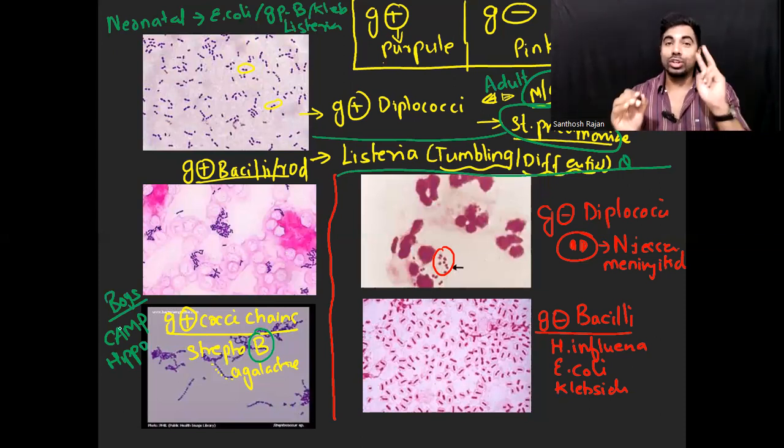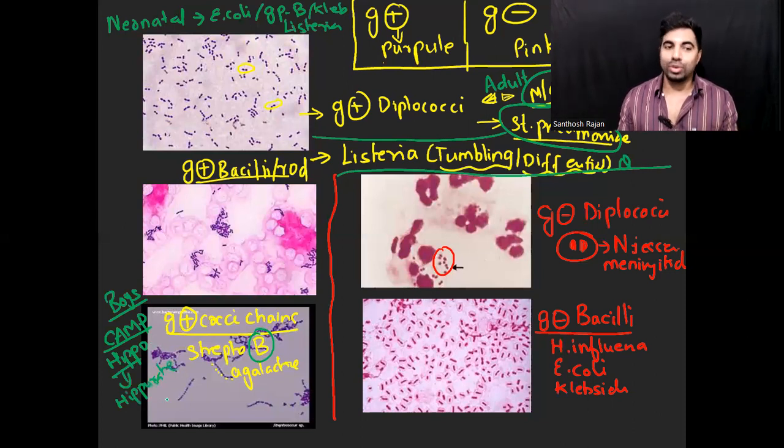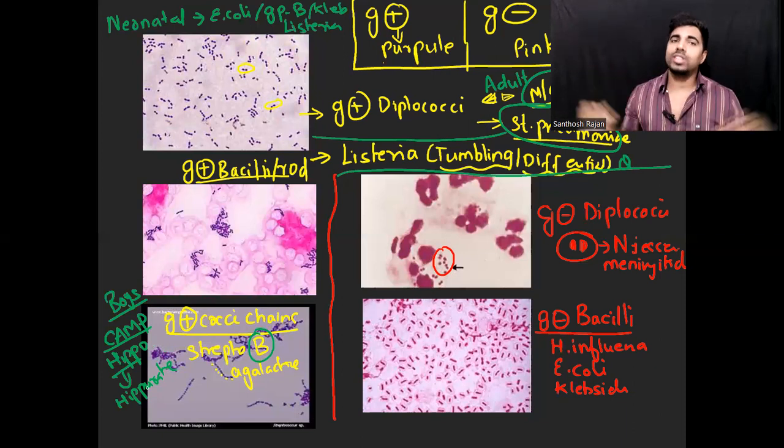B agalactiae. What are the two tests? Hippurate and CAMP. Hippo for hippurate hydrolysis. This question has been asked many times in the exam, so it's important. Group B streptococcus, called agalactiae, is positive for hippurate hydrolysis and positive for the CAMP test. So how to remember? Group B means B for boys. Boys like camping. Boys like hippopotamus.